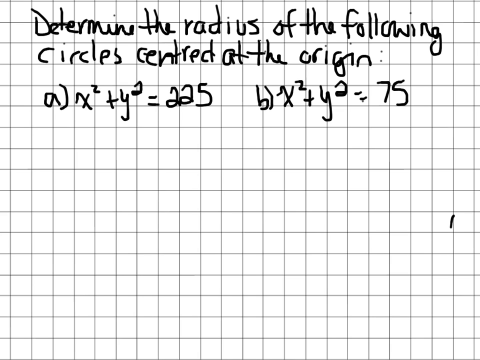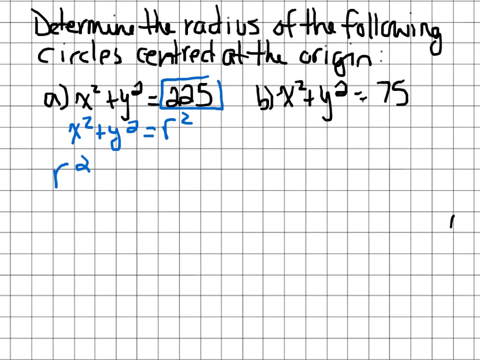So the questions that we should look at now are determining the radius of circles given a certain equation. In the following two examples, we'll be looking at determining the radius of the following circle centered at the origin. If we know that the equation of a circle is x squared plus y squared equals r squared, what we can say is that the radius squared will be this number here.